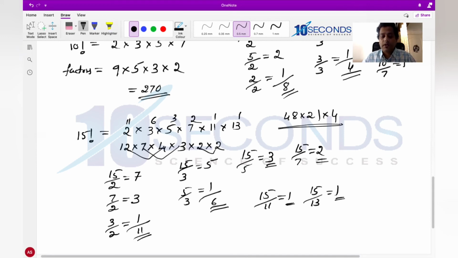12 into 4, 48, 7 into 3, 21. So if one of the options is 48 into 21 into 4, is it the right answer? Yes, it is the right answer, because 48, 21 and 4 are in the option. Or if it is not like this, if it's a complete number, then you should multiply and get the answer. All right.